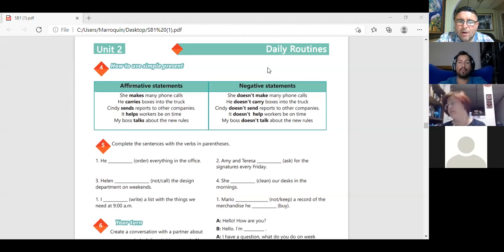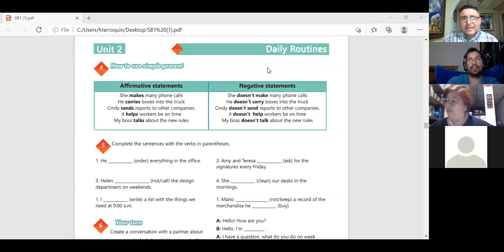Okay, so let's do part five. In part five, I need a volunteer to read the instructions. Complete the sentences with the verbs in parentheses. Very good, thank you. So, va a ocupar el verbo que está en paréntesis. La mayoría son positivas, pero hay como dos negativas. Entonces, ahí vimos en el cuadro de arriba cómo hacer las oraciones positivas. A la mano derecha, cómo están las negativas. So, please complete this information and we discuss it in... How many minutes do you need?